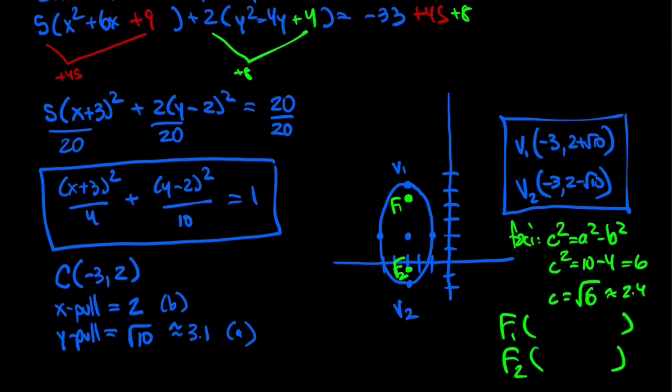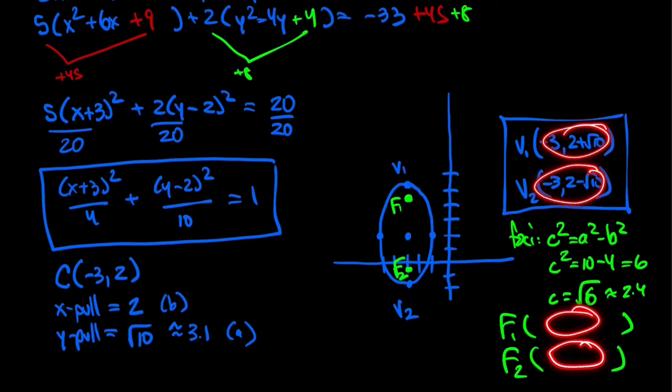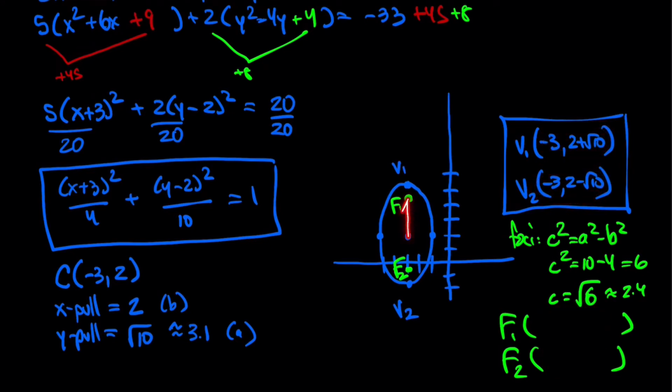Well, what's kind of nice about this is if you notice, your foci are always on the same axis as your vertices, the major axis. So the coordinates of the foci are going to be very similar to these. The only difference is I'm not going up square root 10 anymore. I'm only going up square root 6. So basically, you just take this coordinate here and you replace the square root 10 with the square root 6, and that's F1. Do the same thing with V2, and that becomes F2. So this will be negative 3, 2 plus square root 6. F2 is negative 3, 2 minus square root 6.